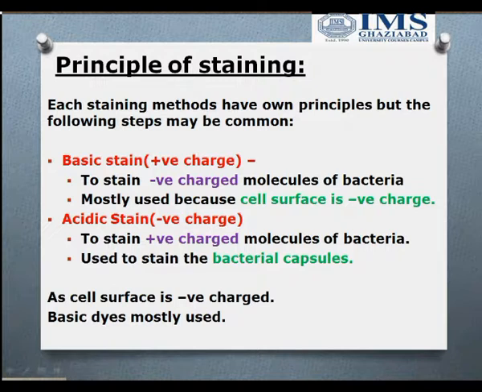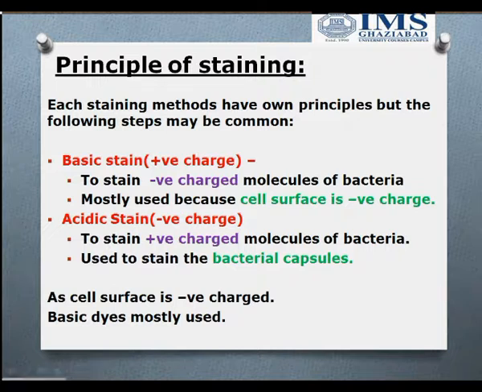Every staining method has its own common principles. For example, a basic stain carries a positive charge. Because that stain carries a positive charge, it will make a complex with a negatively charged molecule. So it is used to stain negatively charged molecules of bacteria, and is mostly used because most of our cell surface has a negative charge.